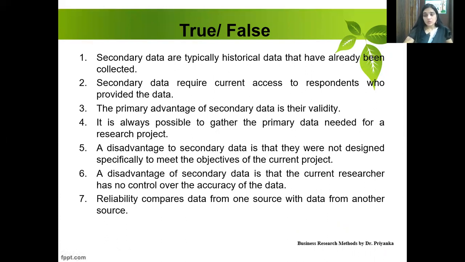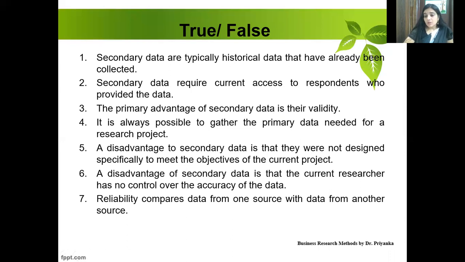Second, secondary data require current access to respondents who provided the data. Is it? No, that is actually primary data, which requires current access to respondents. In secondary data, we do not actually require access to respondents. So that is false.